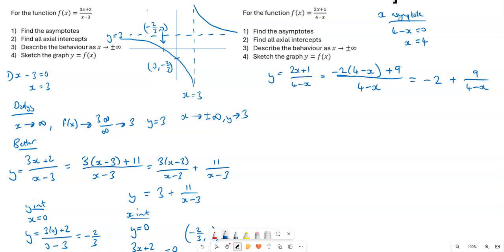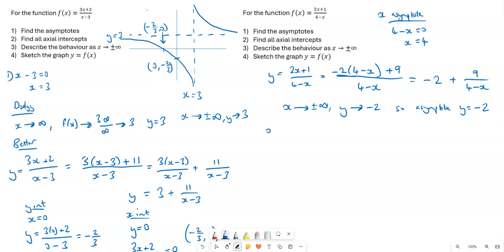And so again, we can see here, as x approaches infinity, this bit will approach 0, and so we have our other asymptote, y equals negative 2. So we would probably write as x approaches plus or minus infinity, y approaches negative 2. So asymptote y equals negative 2.